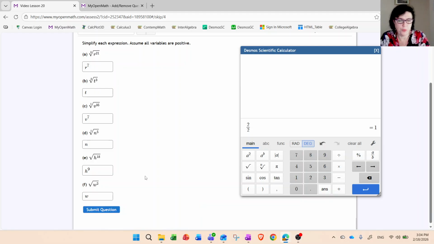Now beware of problems if the variable itself is negative. You might be in trouble. However, in all these questions, it just says that all the variables are positive. So you do not have to worry about it not existing or anything like that. If the variables are positive, then everything exists. And so you can go ahead and answer.